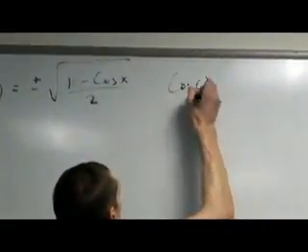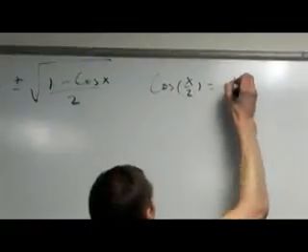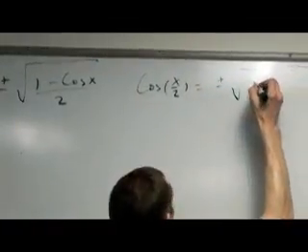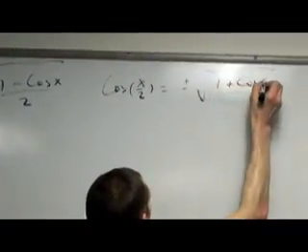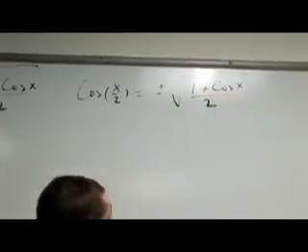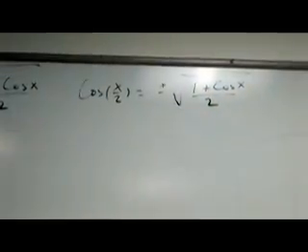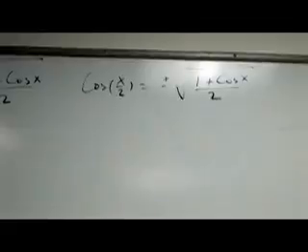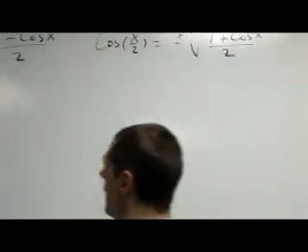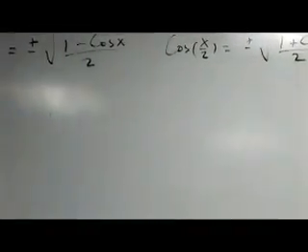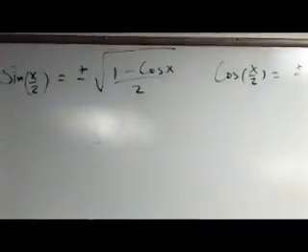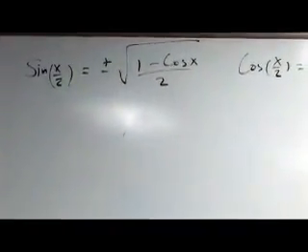Cosine x over 2 is plus and minus the square root of 1 plus cosine x divided by 2. These show up a lot. These you're going to want to know. There are a whole bunch of other identities that are really a little obscure. I'm going to put them up, and I'm going to prove one of them.